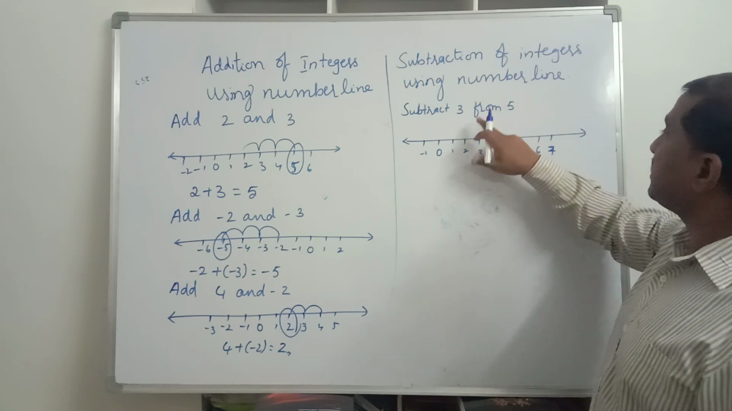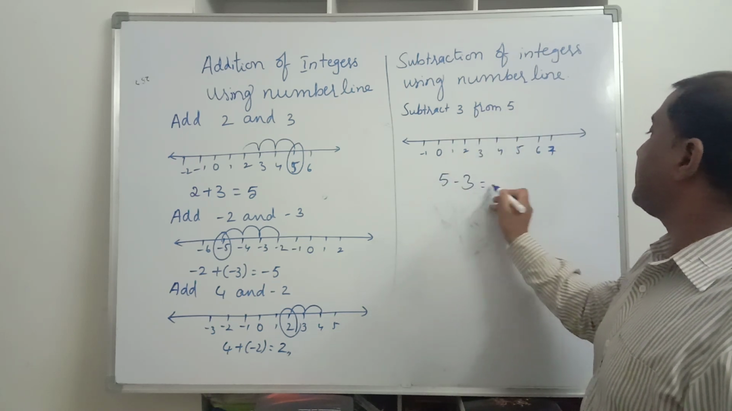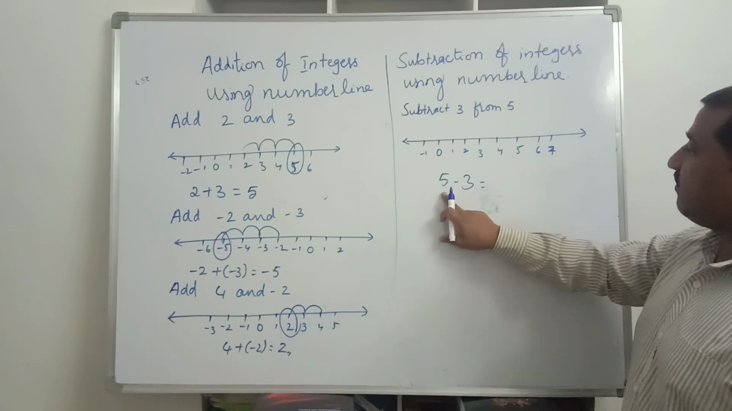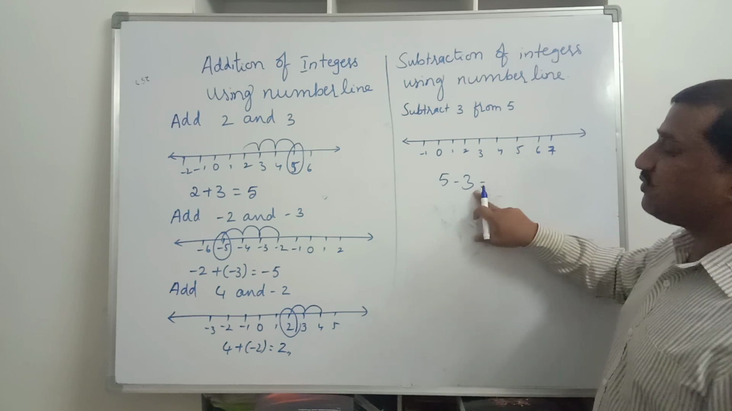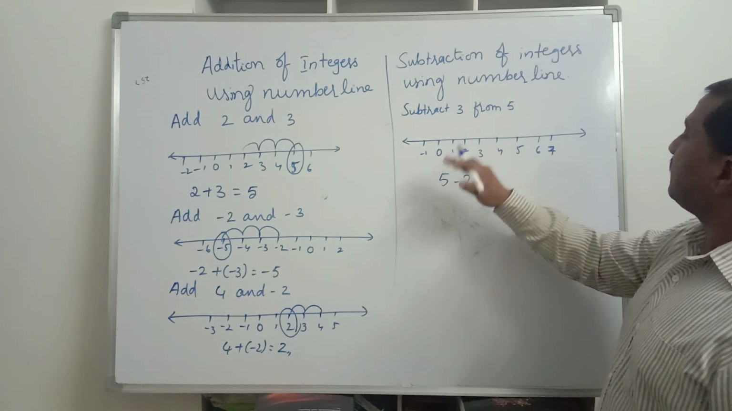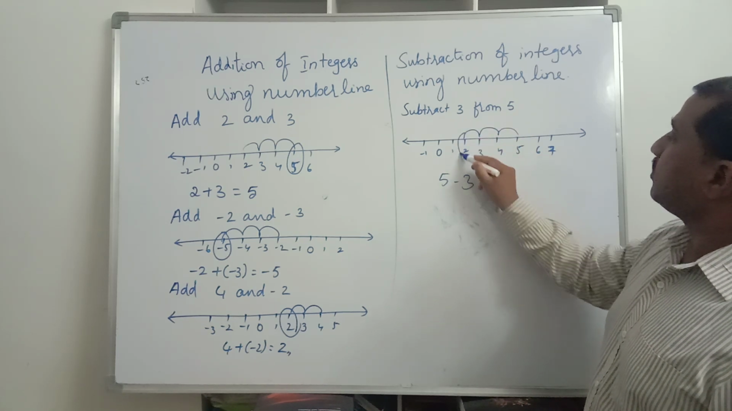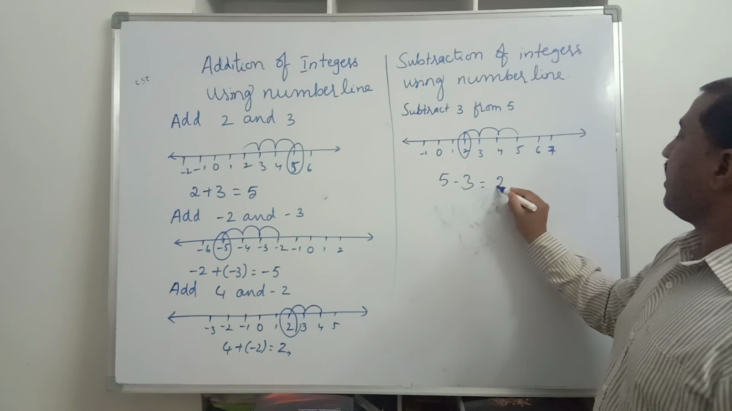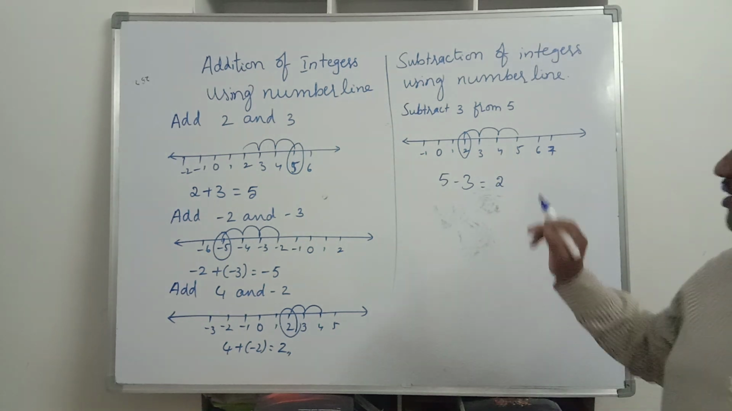Subtracting 3 from 5 means 5 minus 3 is equal to. First locate 5. Where is 5 on the number line? Here we have 5. As we are subtracting, move 3 steps left from 5, that is 1, 2, 3. This gives us 5 minus 3 is equal to 2.